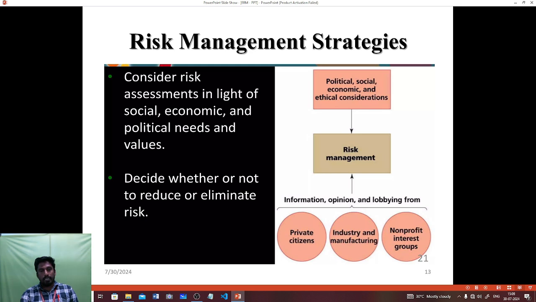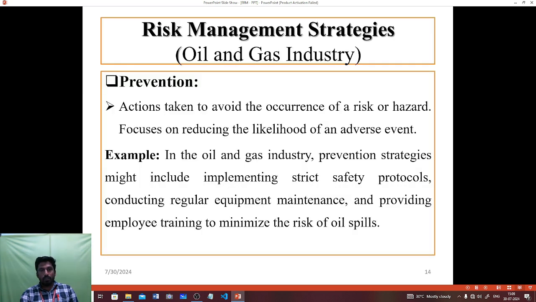It considers the risk assessment in the light of social, economic and political needs and values. It decides whether or not to reduce or eliminate the risk. So we can find the management process, whether the risk is reduced or eliminated in particular areas. So we can find political, social, economic and ecological considerations. It is also risk management. In other words, private citizens, industries, manufacturing, non-profit enterprise groups provide information, opinion and lobbying from the particular areas. So, risk management strategies for the oil and gas industries.